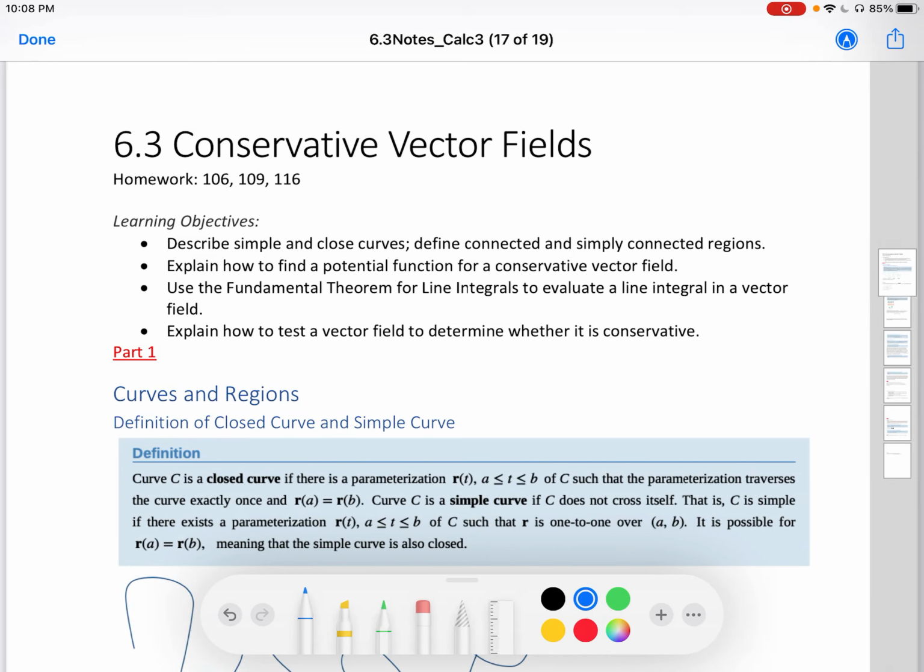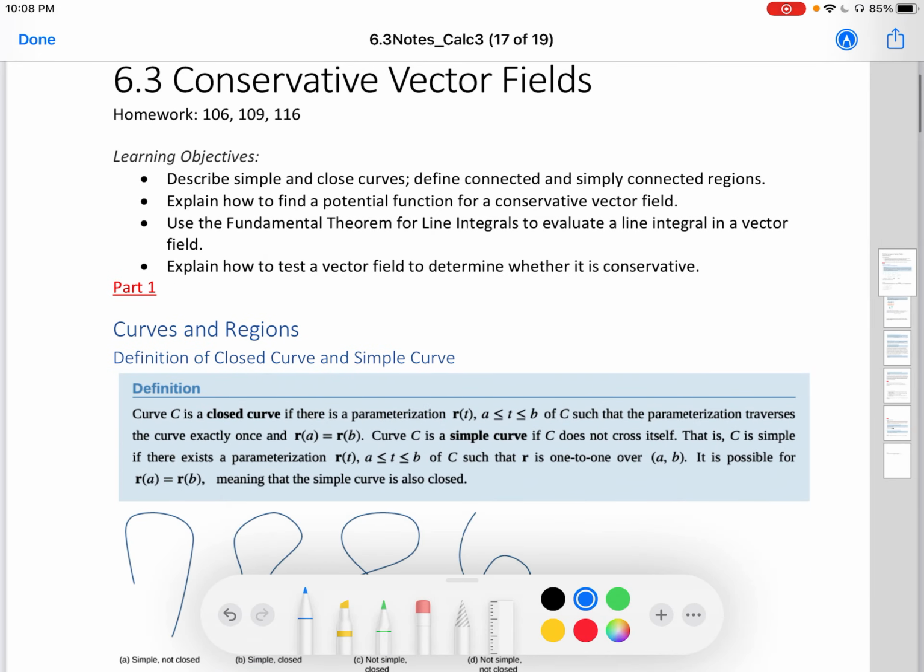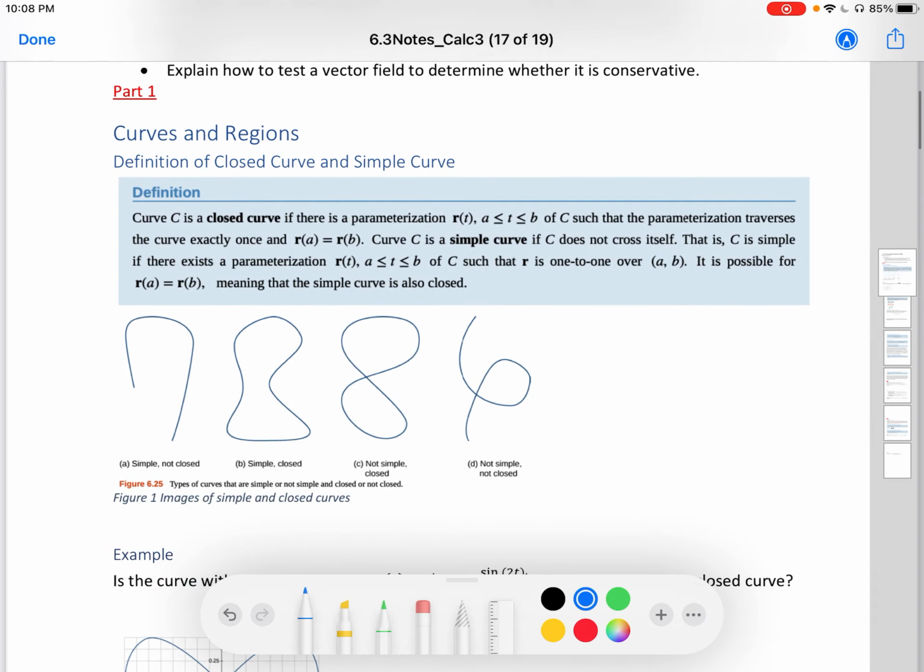Section 6.3, Conservative Vector Fields. Your homework is problems 106, 109, and 116. Let's begin with curves and regions.